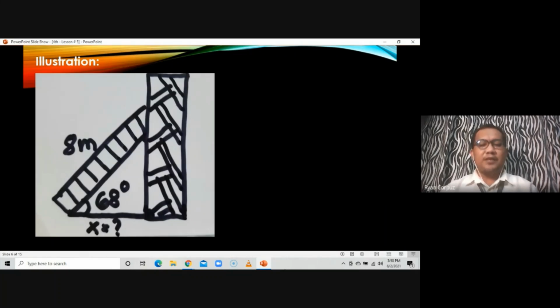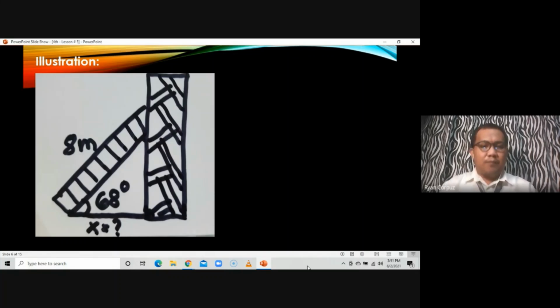Pasensyahan nyo na yung drawing ko. So let's say it looks like this. The 8-meter long ladder leans against the wall of the building. From the ground, it has an angle of 68 degrees. How far is the foot of the ladder from the base of the building? How far is it? This is what we are looking for.